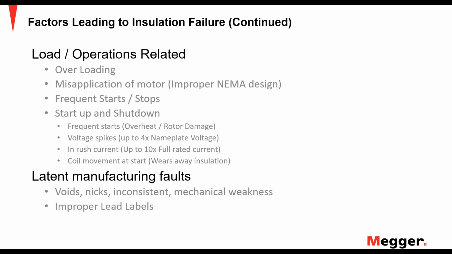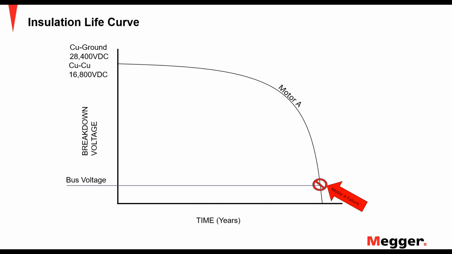So all these factors cause failures in the motor. Again, with manufacturing faults, improper lead labels tend to misguide us sometimes when we're hooking that motor up. So again, we want to revisit this insulation life curve. We have motor A here, and its dielectric strength.